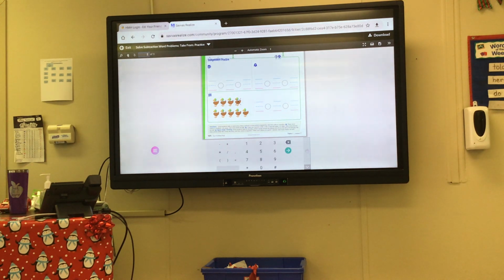1, 2. The squirrel took 3 of them. Okay, so we said there were 5, so write 5. And the squirrel took 3 of them. Good. How many were left?